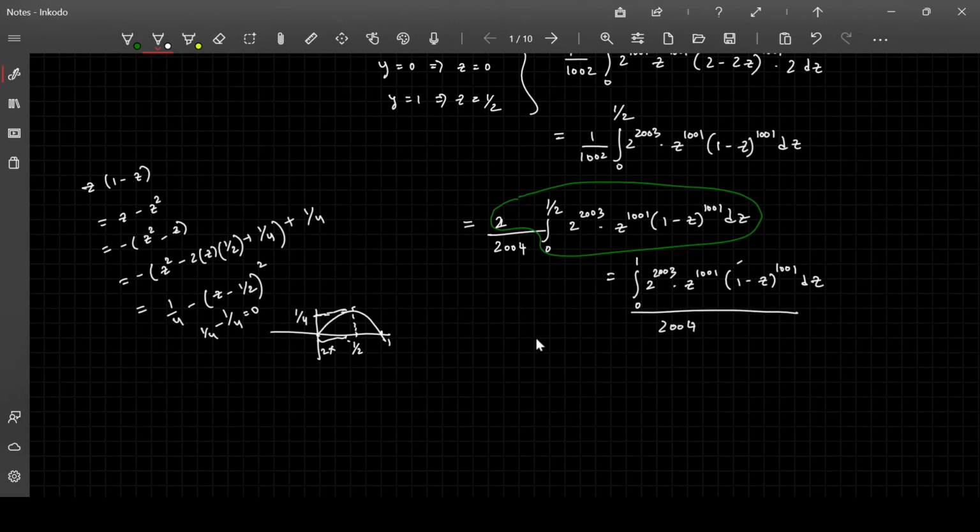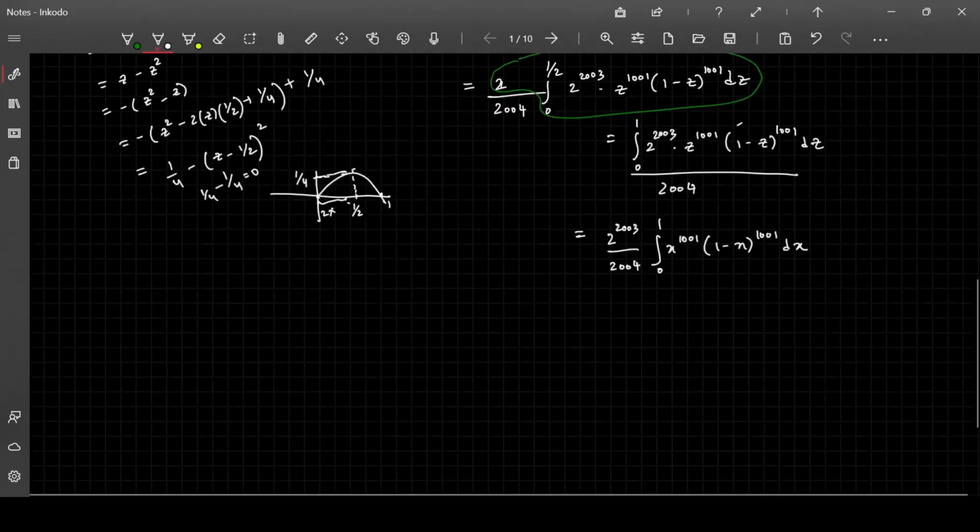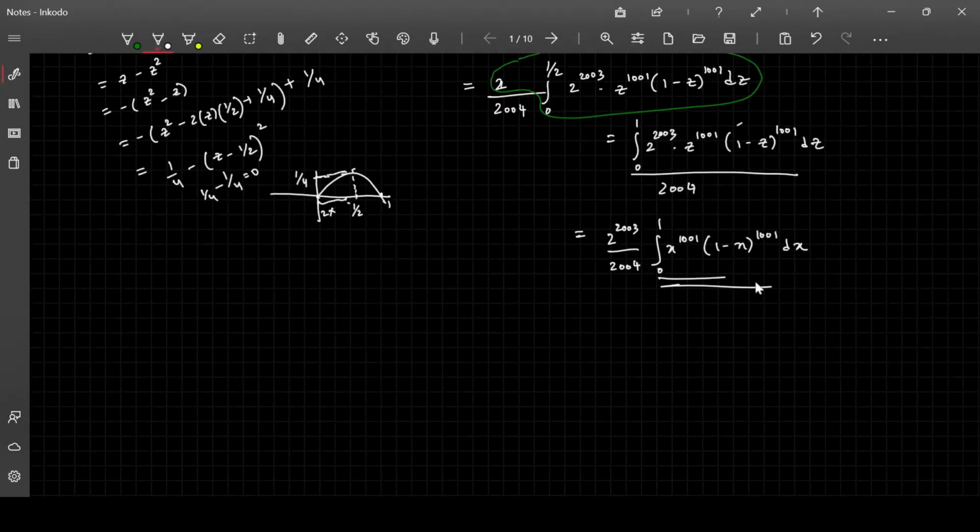And now let us change the variables, z into x. We find this to be 2 power 2003 divided by 2004 times the integral from 0 to 1 of x power 1001 into (1 minus x) power 1001 dx. Fine. So we can now see it. The numerator is basically this, but we are left with this part.